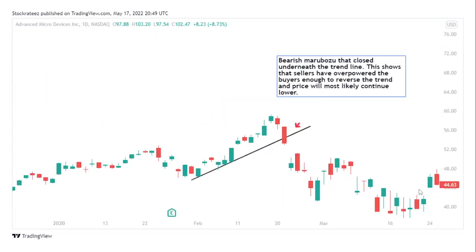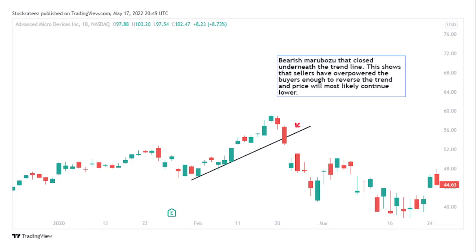Let's do another example. So we have a trend crack right here. Sellers have managed to break this uptrend, and we have our bearish Marubozu, and then as we can see, price goes lower. So sellers have overpowered the buyers enough to reverse the trend, and that indicates price will most likely continue lower.